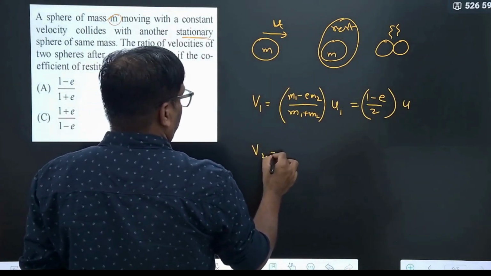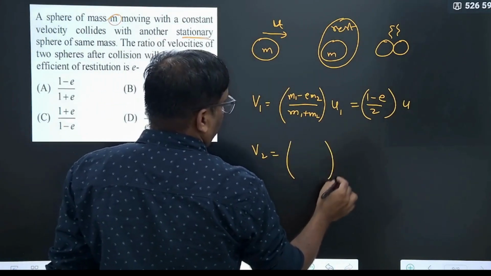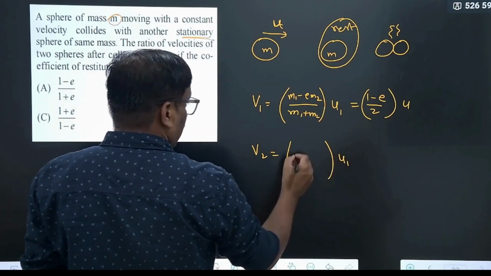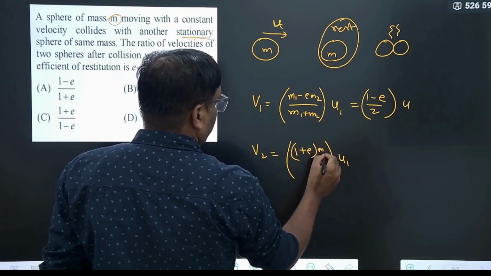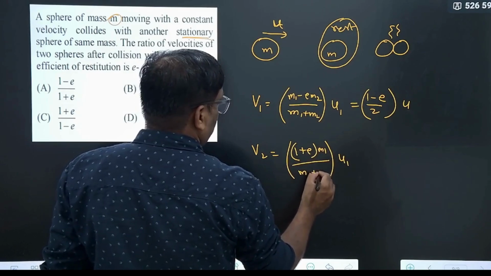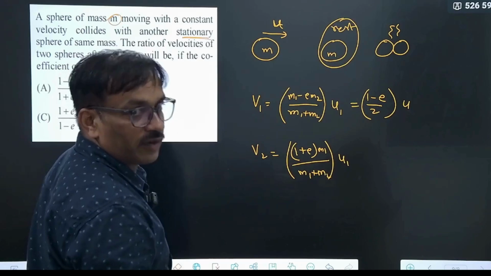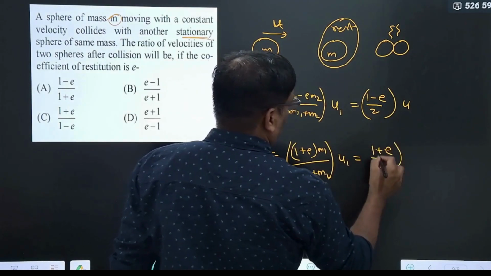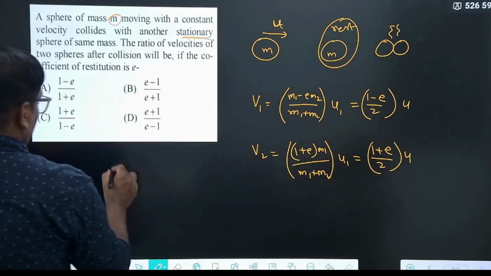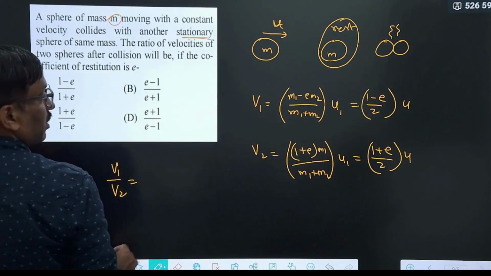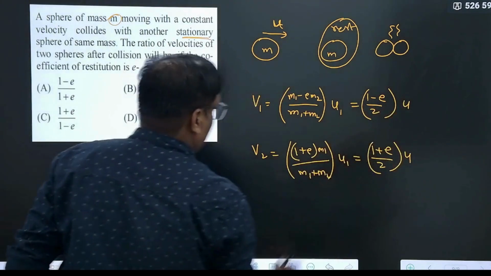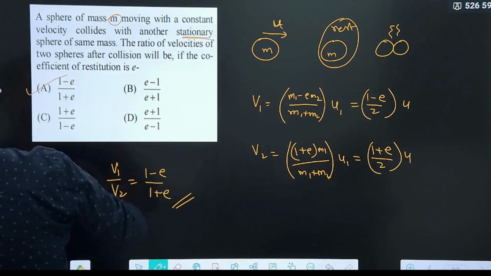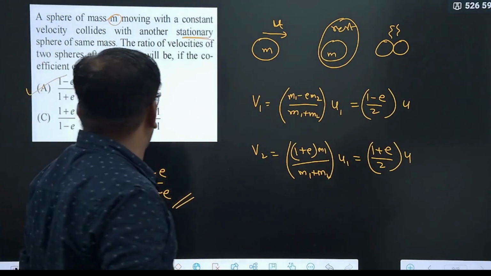Similarly, we can write down v2. Here the u1 term plus the u2 term can be taken as 0. So what do you get? Here (1 plus e) into m1 divided by (m1 plus m2). Have I written this one? Also please check my first video. Then you will get, for identical masses, (1 plus e) by 2 into u. So you can divide these now. Therefore v1 by v2, u by 2 cancels here, giving (1 minus e) by (1 plus e). So (1 minus e) by (1 plus e), please. This is your answer, right?